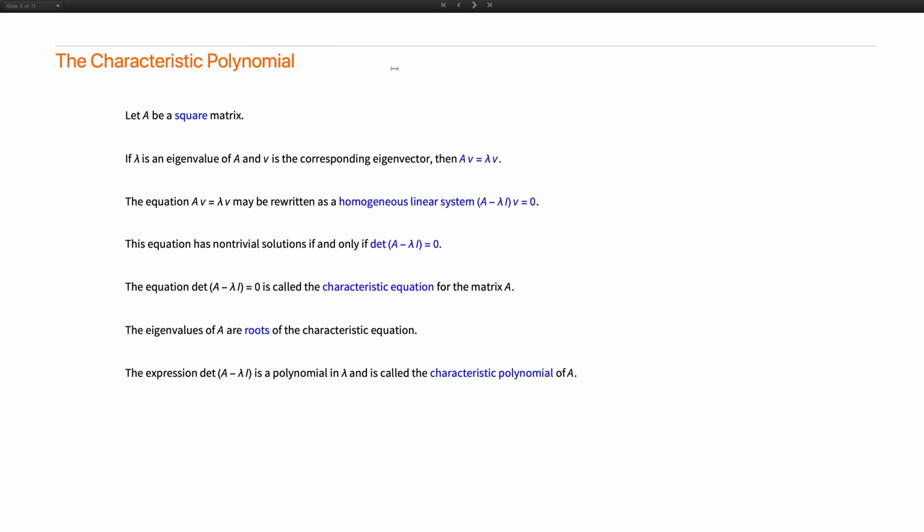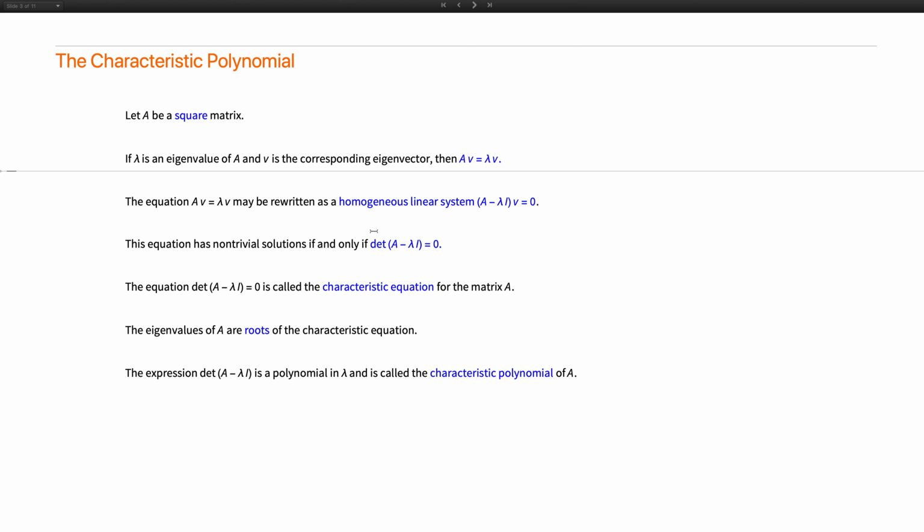Okay, so a slightly more formal definition. Let's say you have a square matrix A, and if you have an eigenvalue of this matrix, that means that you have the equation AV equals lambda V satisfied for some vector V. And of course, V then is the corresponding eigenvector. Now, this equation can be written as a homogeneous linear system (A minus lambda I) times V equals 0, where I is the identity matrix.